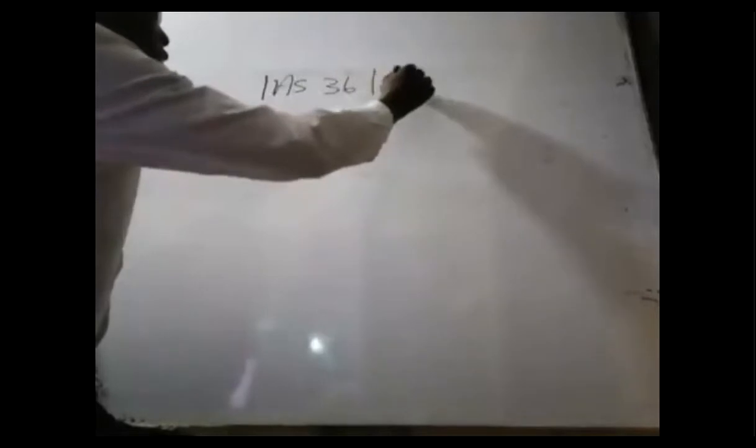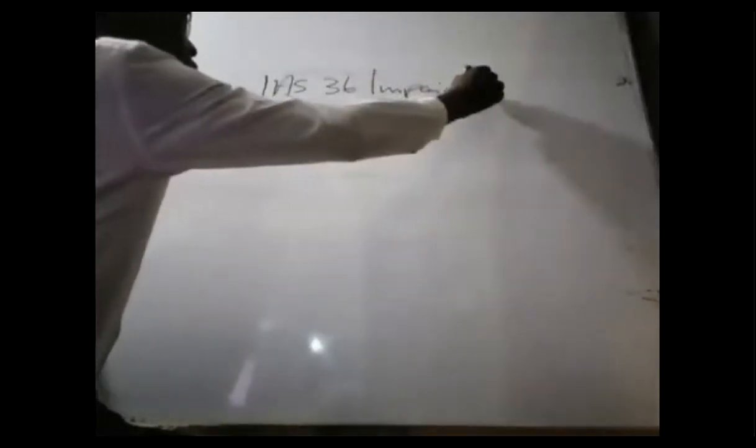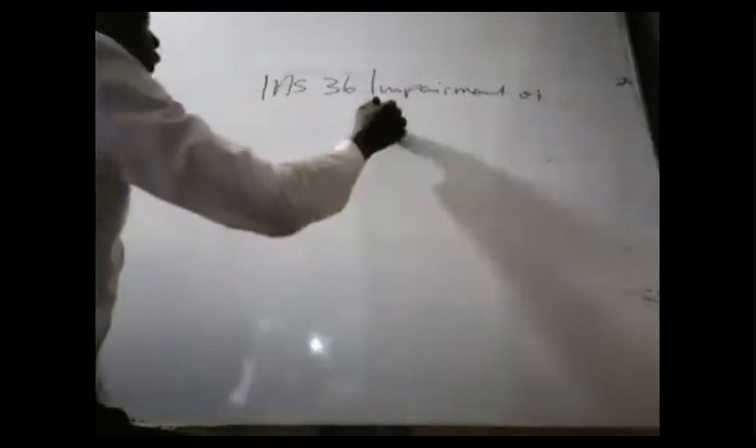Okay, so welcome once again to IAS 36, Impairment of Assets. Let's look at every aspect of the standard and go into it. So it's about IAS 36 Impairment of Assets. How do we impair assets?